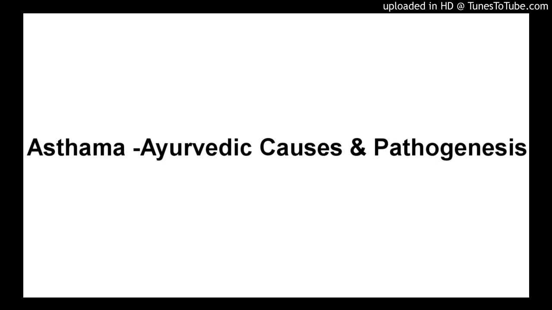Then among heavy things as a cause, Jala Anupa mamsa is mentioned in Charak, especially fish, and it is not recommended for two reasons. One is water content and another is salt content. So water and salt content can increase the kapha dosha, and that is not good for bronchial asthma.